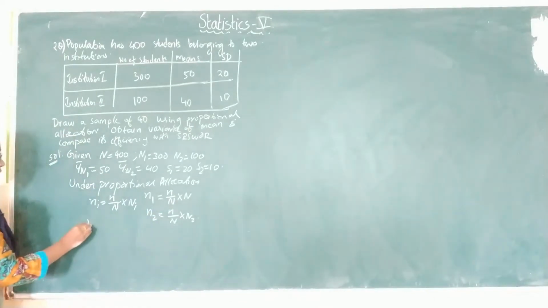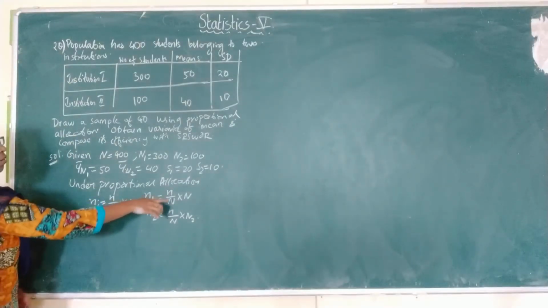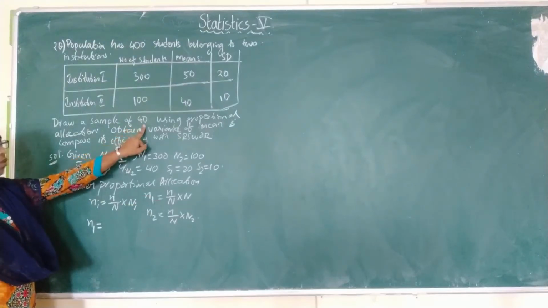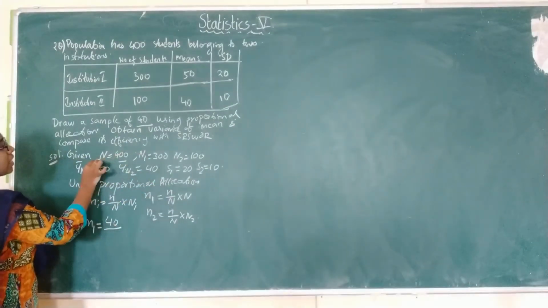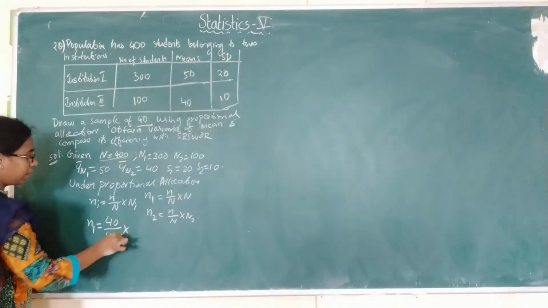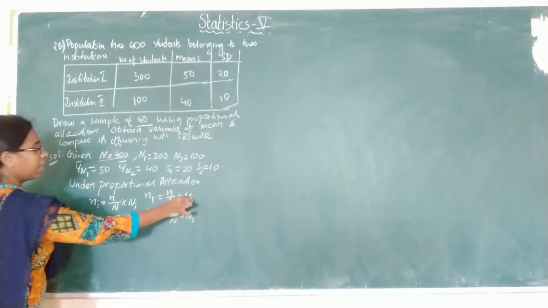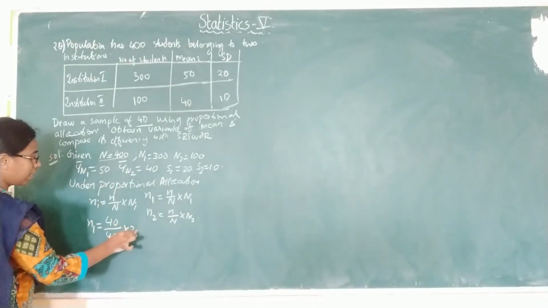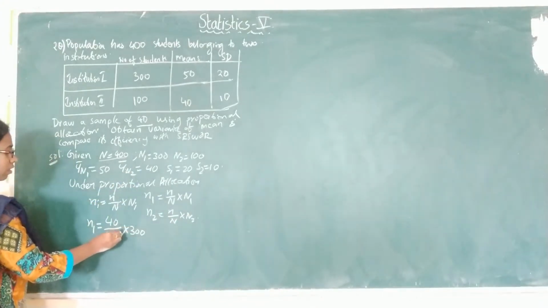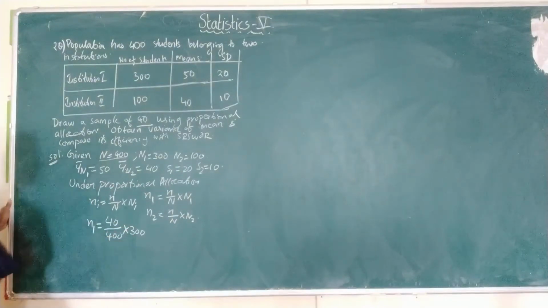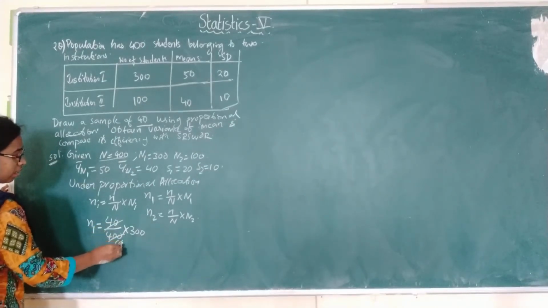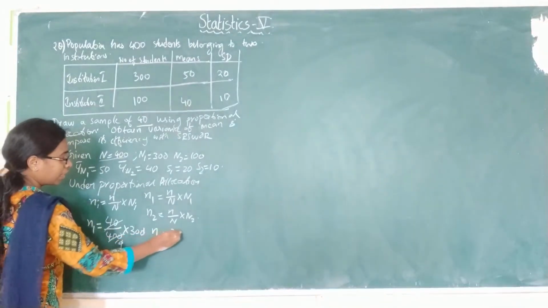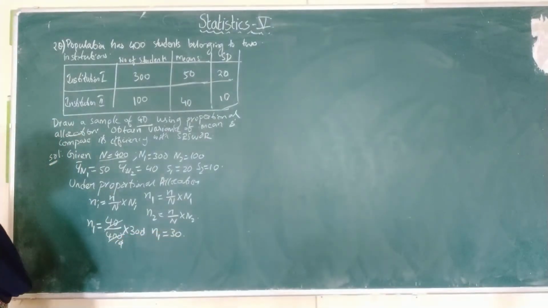So what is the n1 value? n1 equals n by N into N1. What is the sample size we have to draw? 40. So 40 divided by the population size N, 400, into N1, which is 300. Now if we cancel, 4 ones are 4, 4 tens are 40, we get n1 equals 30, the first required sample size.